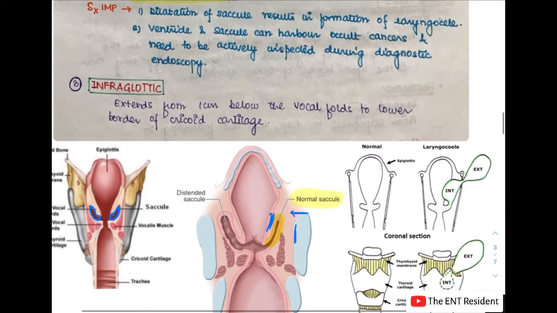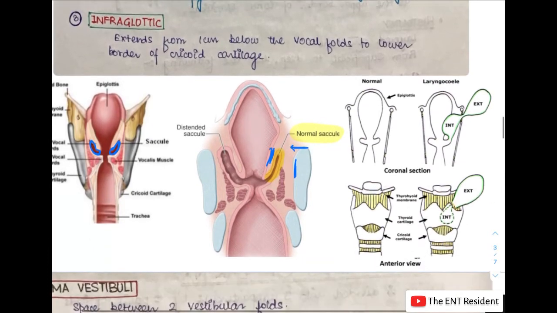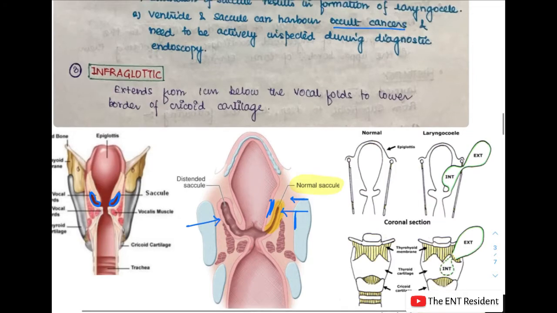Now, what is the importance of this saccule? Importance is that when this saccule gets dilated, it results in the formation of a laryngocele. And secondly, the ventricle and the saccule can harbor occult cancers and they may need to be actively inspected during diagnostic endoscopy. So you can see over here in this picture that this is a normal saccule, whereas on this side we can see that the saccule is distended. When the saccule gets distended, it leads to the formation of something known as a laryngocele.